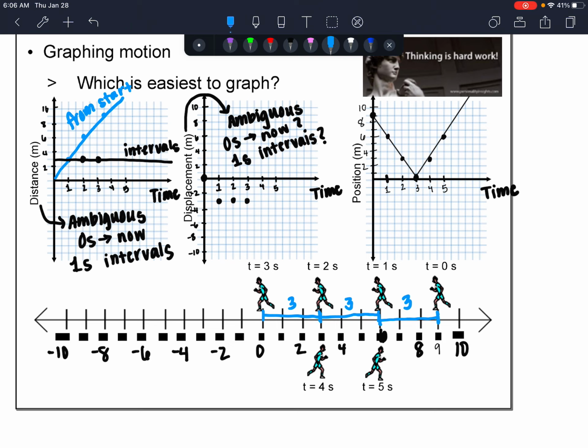So physicists instead use the most clear-cut way to represent motion, and that is with position. What was the position at this instant in time? What was the position at this instant in time? And then we get away from the whole confusion with what interval we are looking at. Are we looking at from 0 to 1 second or from 2 to 0 seconds? You know what I'm saying? I hope you know what I'm saying.